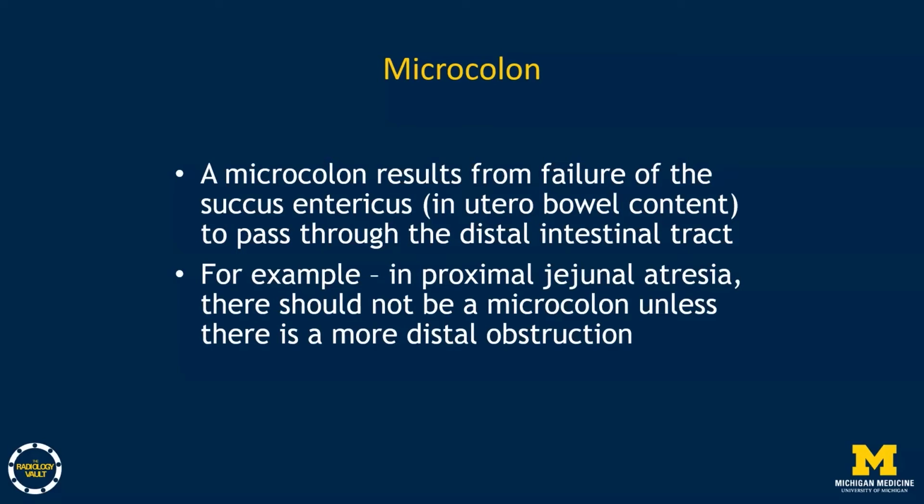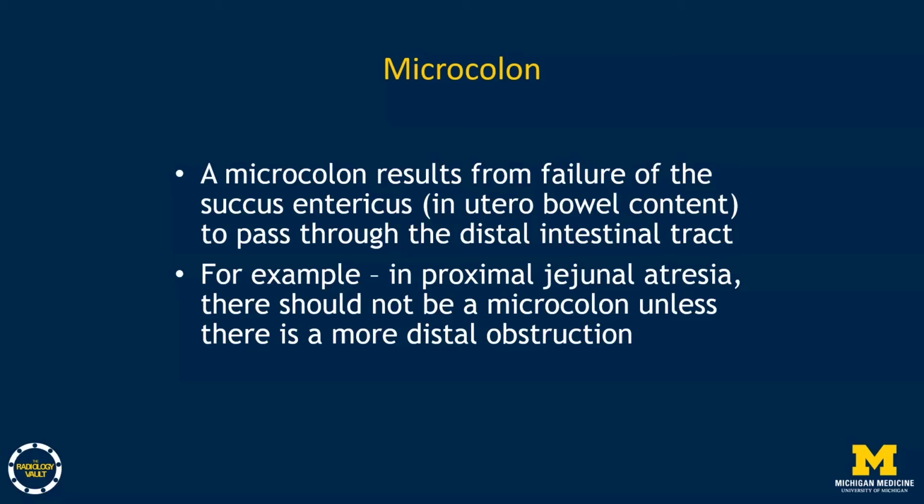The microcolon, or a very small appearing colon, results from failure of succus entericus, which is the in utero bowel content, to pass through the distal intestinal tract. Secretions, swallowed amniotic fluid, these are the things that are going to make up the succus, and that's going to pass through the GI tract in utero.